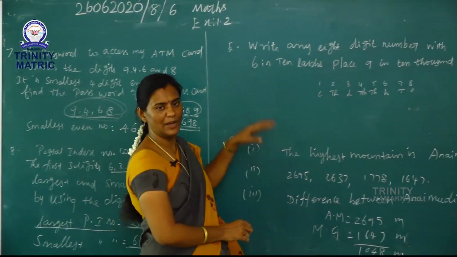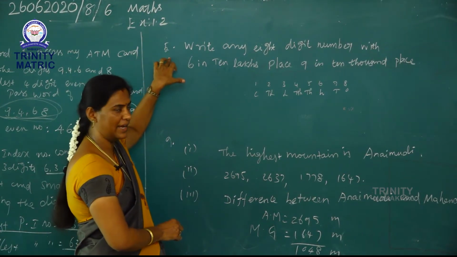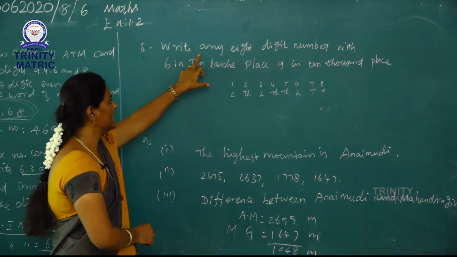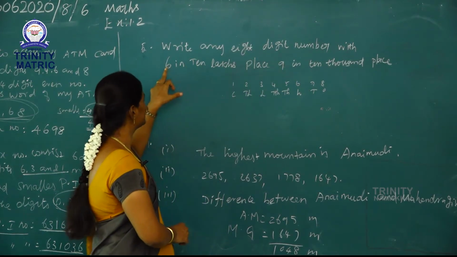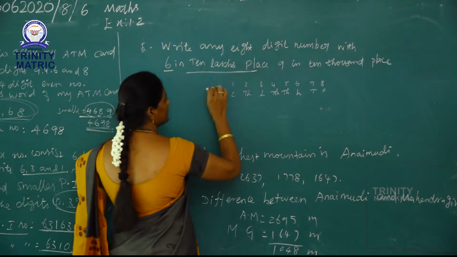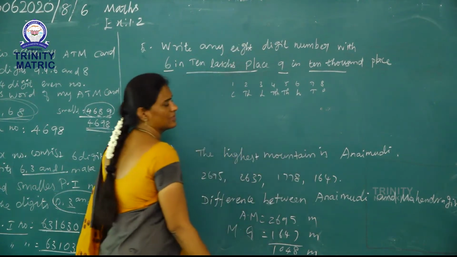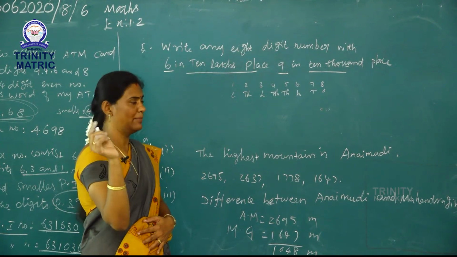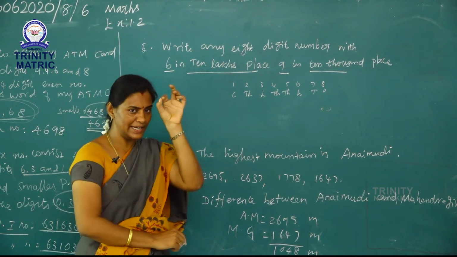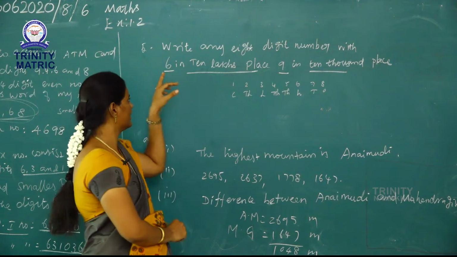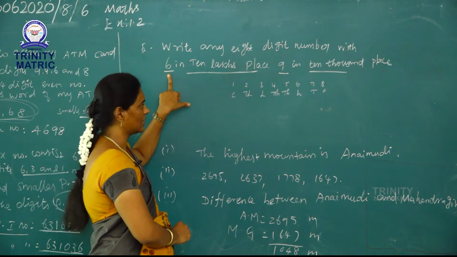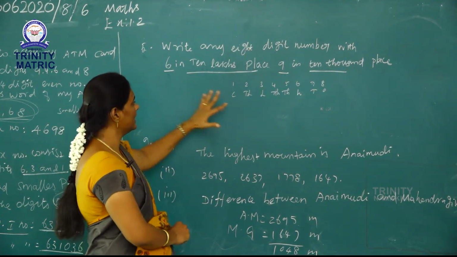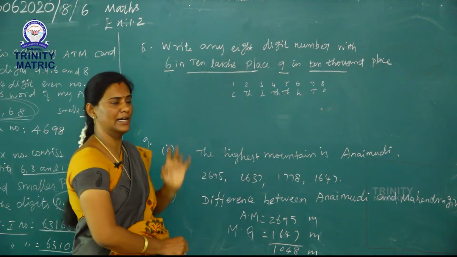Next we see the 5th sum. The 5th sum is missing, so now I write it here. Write any 8-digit number with 6 in the 10 lakhs place and 9 in the 10,000's place. Here you write any number. One condition is given: in the 10 lakhs place the number is 6, and in the 10,000's place we have the number 9. Then the remaining places you can write any number.